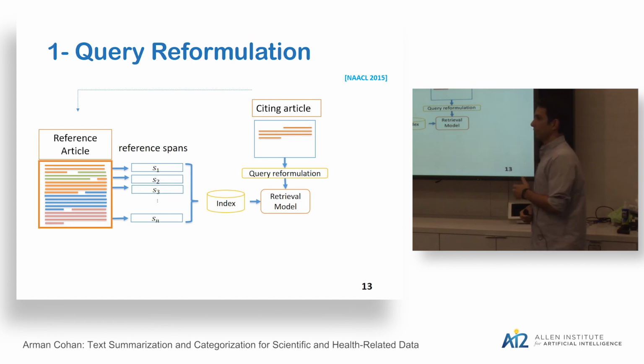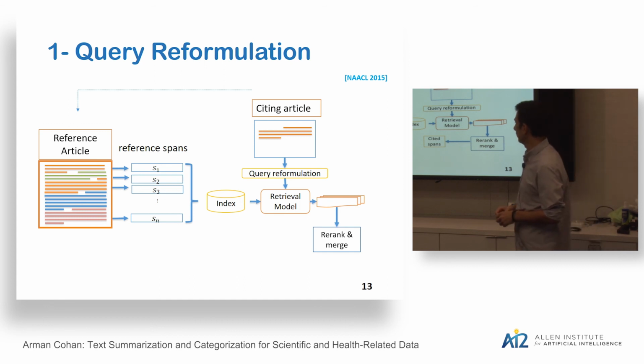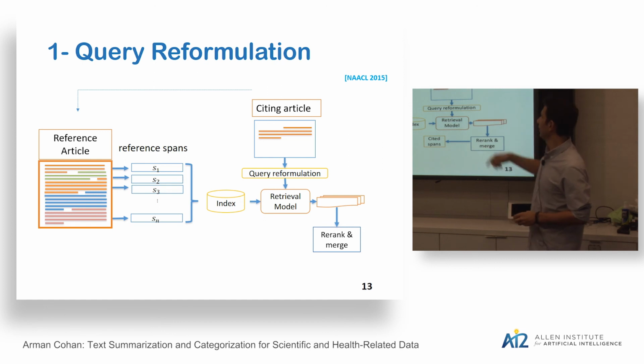We take this citation, apply query formulation to make it more expressive, and then submit it to a retrieval engine. We use Elasticsearch, which is an open source search engine, for this. And we retrieve some initial textual spans. These can contain duplicates or overlapping parts, and they're not ranked perfectly. So we apply re-ranking and merging to get final cited spans. These are the parts from the reference article that are directly related to this citation.